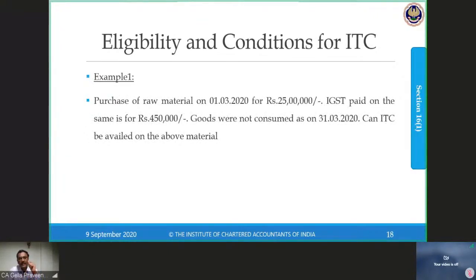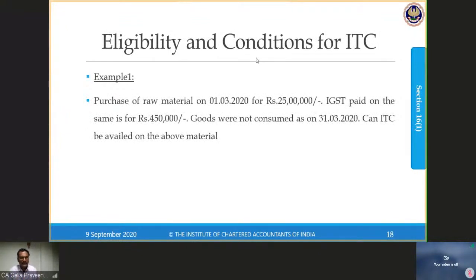First example. Purchase of raw material on 1st March 2020 for 25 lakhs. IGST is paid on the same for rupees 4,50,000. Goods are not consumed as on 31st March 2020. Now, question here: can I take ITC on the above material? What is your answer? Let us understand. We will discuss, and don't go further. Please put your answer in the chat box. Then we will discuss that and go further.